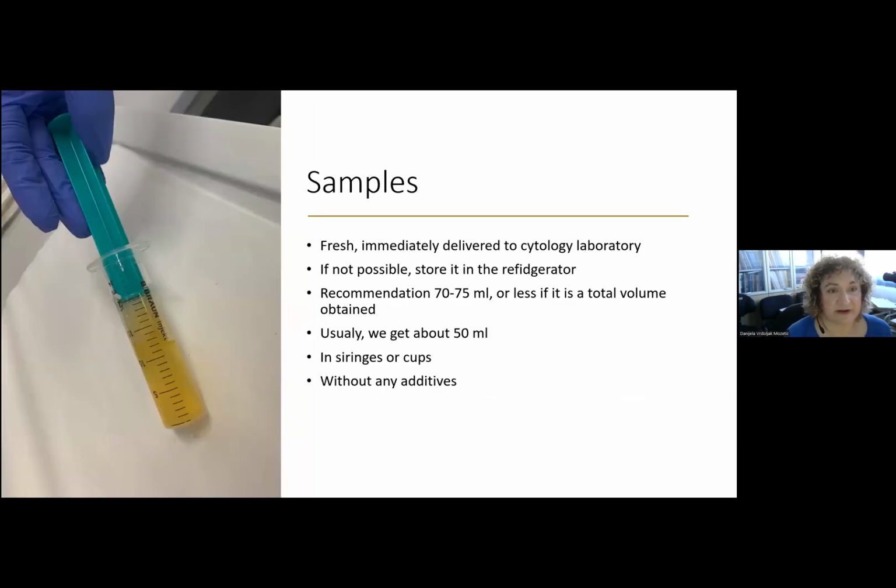So samples are fresh, and samples are immediately delivered to the cytology laboratory. If it's not possible, we have to store them in the refrigerator at 4 degrees Celsius. The recommendation is to send us 70 to 75 milliliters, or less if that is the total volume obtained, but usually we get about 50 milliliters. We receive it in syringes or in cups without any additives.